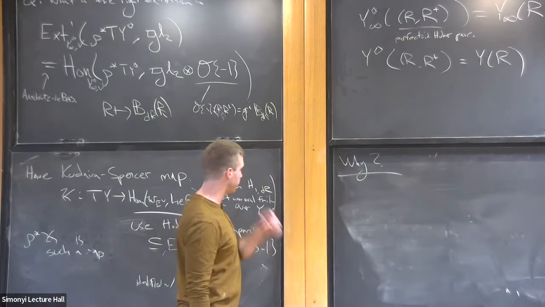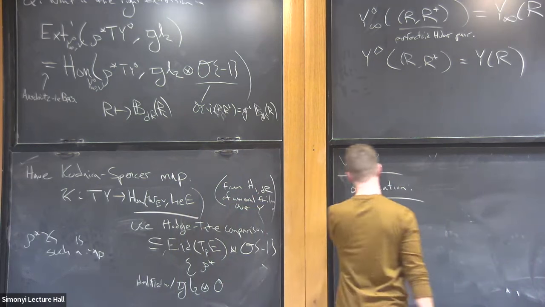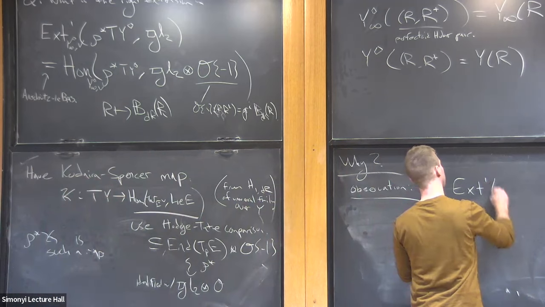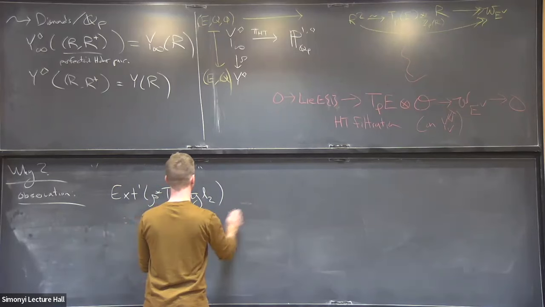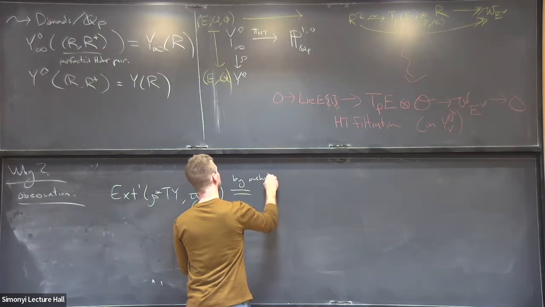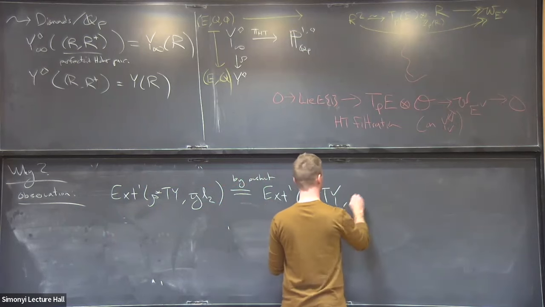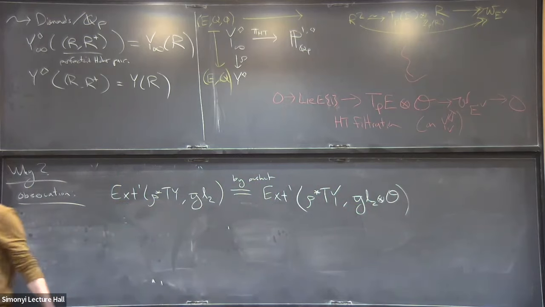So why do I want to take this extension and not some other extension? So first observation, if I look at the Ext group, this is actually equal, by pushout, to the Ext group where, instead of this Q_p local system here, I have this vector bundle over here. This is something a little bit special about the fact that Y infinity is actually a perfectoid space that makes it true on the nose, but you can always include it.